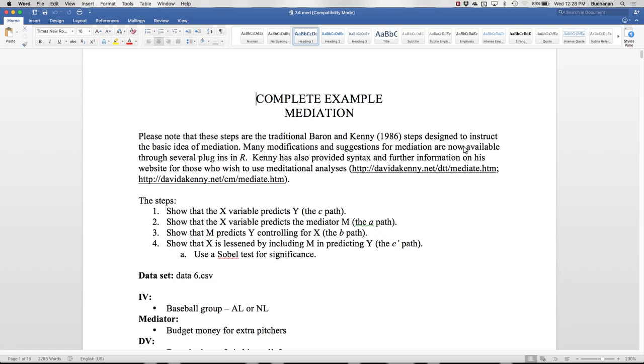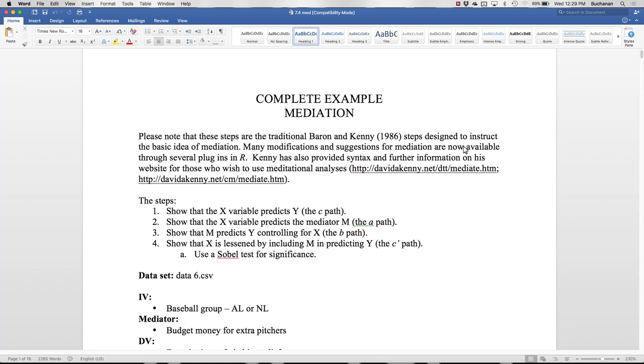There are lots of different modifications for this. There's lots of stuff in the world that will let you do mediation. So we're going to do the simple version. So what is required is first you have to show that X predicts Y.